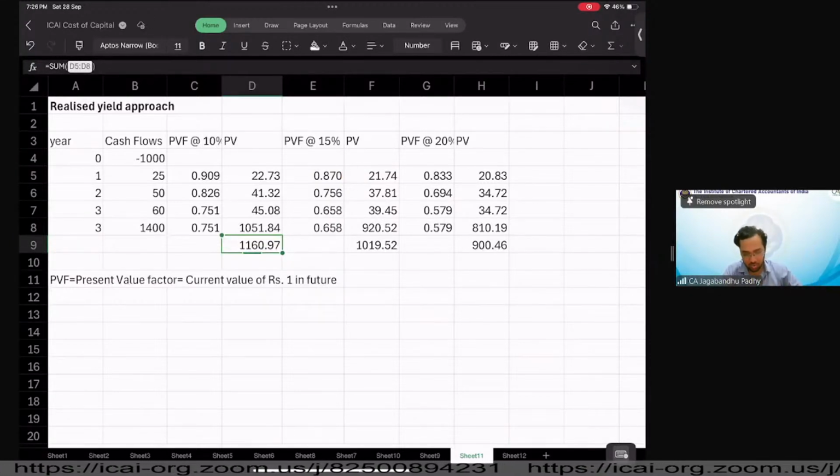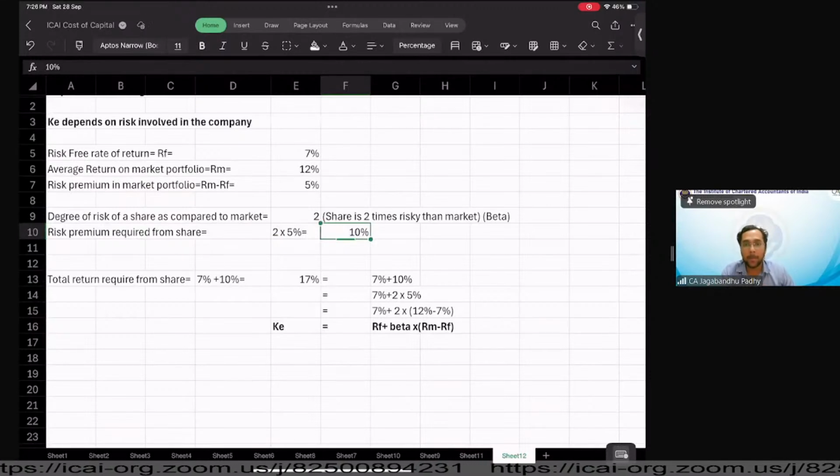Okay, so let's take a break now. After the break, we will take up the last concept here, which is the cost of reserves and the weighted average cost of capital, and then do a few questions based on that.